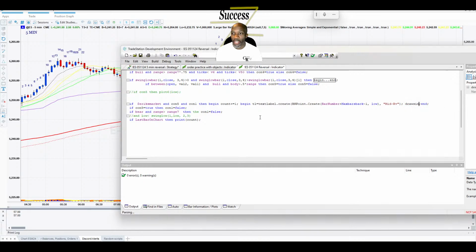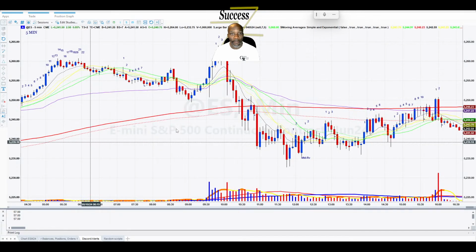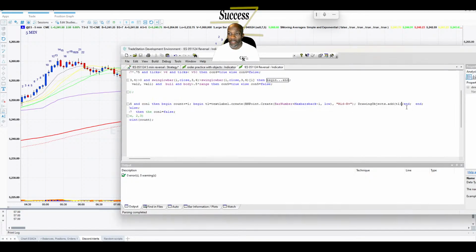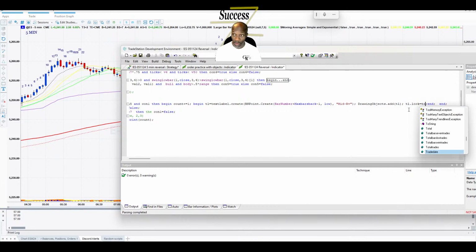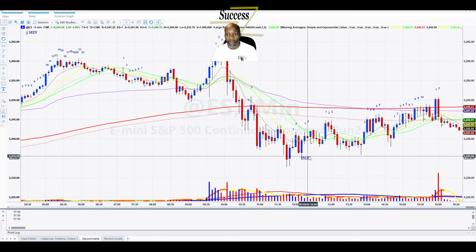Then we need to just add that to the chart by drawing objects. Add TL. Now we got mid reversal. Oh, I need to lock that so it won't move on the chart. So it'll just be TL. Okay, so now I got mid reversal showing up here.